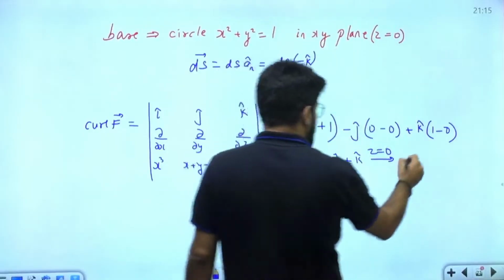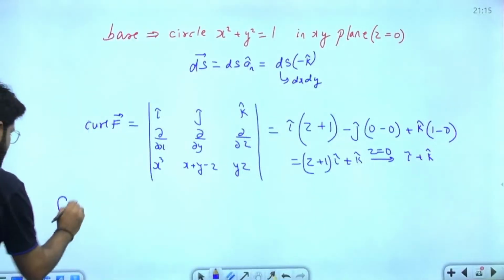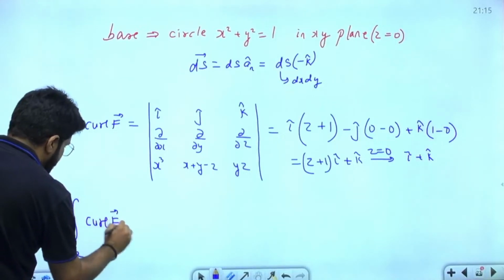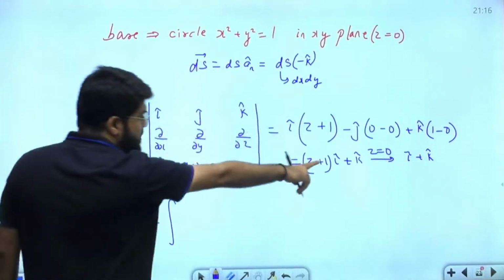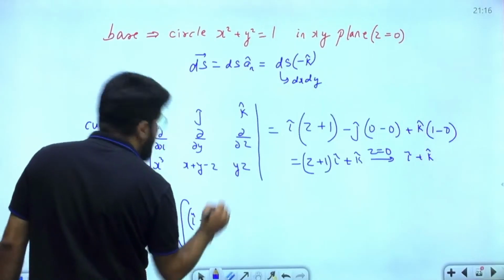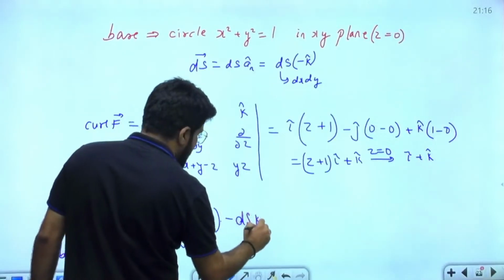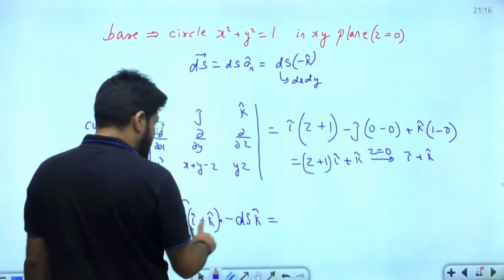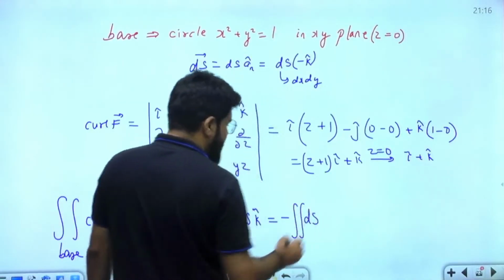If you put z equal to 0 along the base, it is only i cap plus k cap, because I am going to solve the double integral over the base of curl F dot ds. Putting the value along the base, where z equals 0, the curl F vector is i cap plus k cap, dotted with ds, which means minus ds k cap. In the dot product, only the k dot k component will multiply, which is 1, and minus ds is left, with the minus outside, and the double integral of ds is the area.